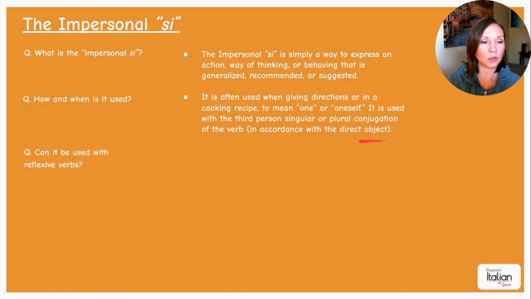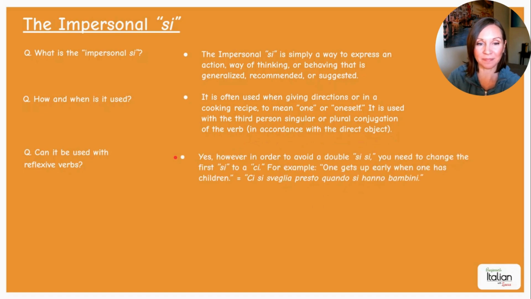Can it be used with reflexive verbs? Good question. Yes. However, in order to avoid a double si, you need to change the first si to a ci. For example, if you want to say one gets up early when one has children, rather than saying si sveglia, you would say ci si sveglia presto quando si hanno bambini. We just don't want to have that double si because it sounds kind of silly, so we have to change the first one to a ci.